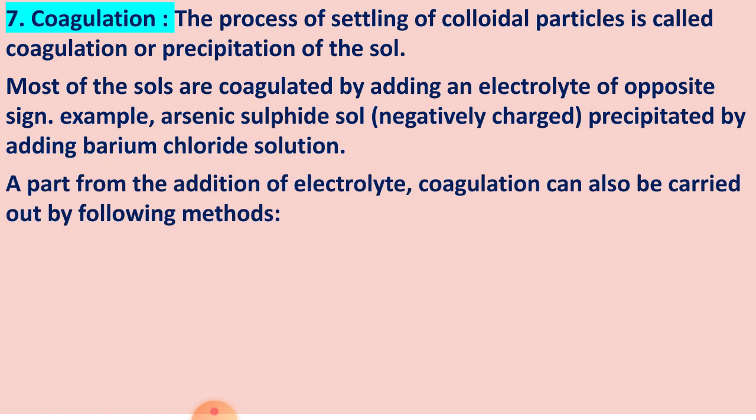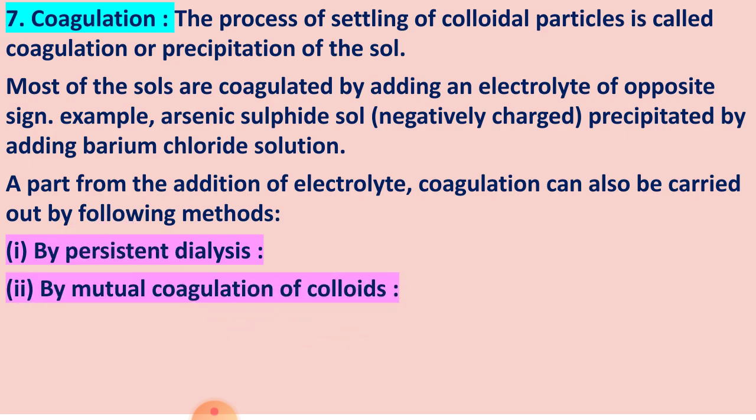Now dear students, apart from the addition of electrolyte, coagulation can also be carried out by the following methods. The first method is by persistent dialysis. I told you about dialysis, but what happens here? If dialysis is continued for more time, the traces of electrolytes associated with the solution, due to which it is stable, are also removed, and hence coagulation takes place. That's why persistent dialysis also causes coagulation.